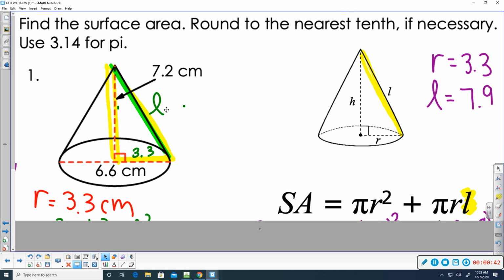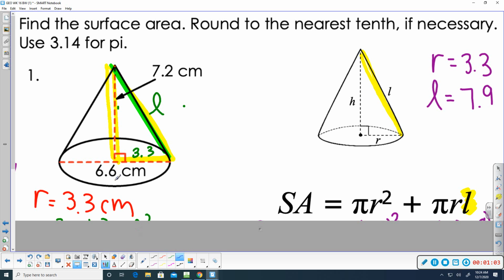So the L value here is actually the hypotenuse on a right triangle that is formed between the height of the cone and the radius. So L is the hypotenuse of that right triangle. To find the length of L, we need to use the Pythagorean theorem. So before we do that, let's just go over what the radius is going to be.